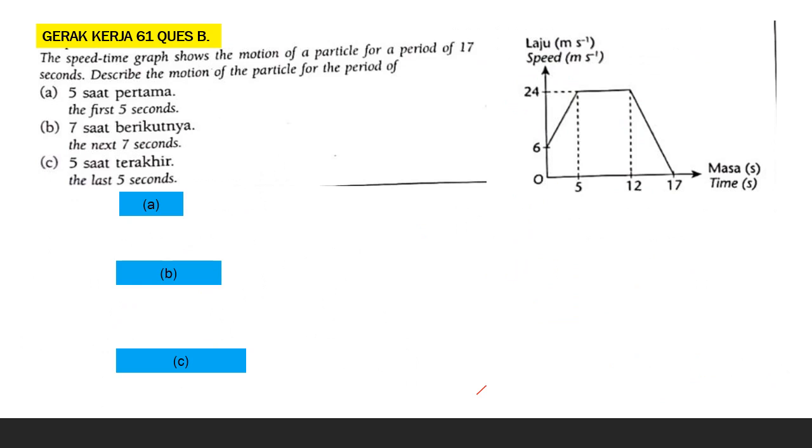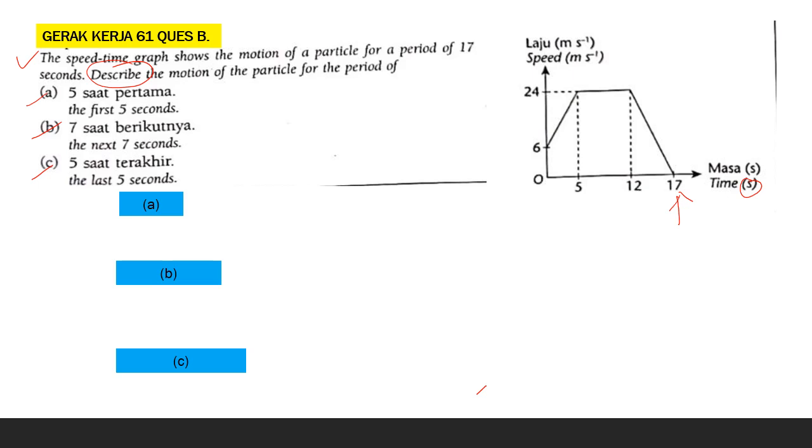Okay, next is Gerak Kerja 61, question B. And finally, we reach speed time graph. The question is, the speed time graph shows the motion of a particle over a period of 17 seconds. The time is in seconds. Describe the motion of the particle. You are going to describe for the period of these 3 questions. First, the first 5 seconds.